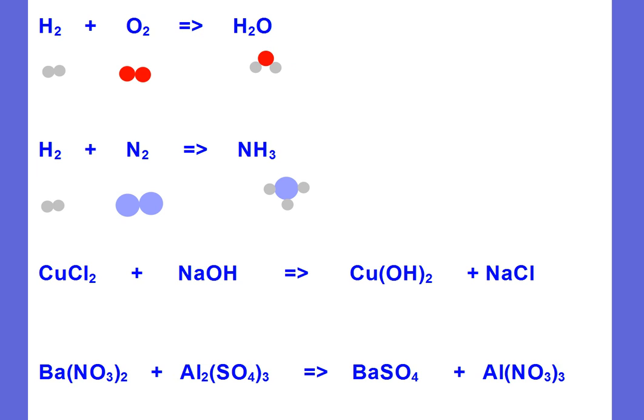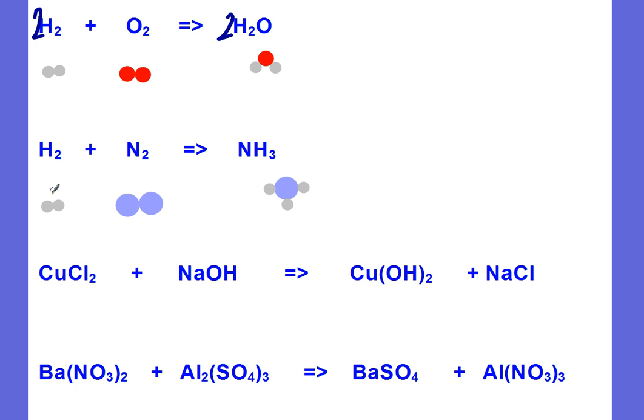We have to make sure we're not changing the actual chemical itself. So we go back now, this has to be 2H2, O2, and 2H2O. Let's look at the ammonia example down here. You've got hydrogen gas plus nitrogen gas turns into ammonia.